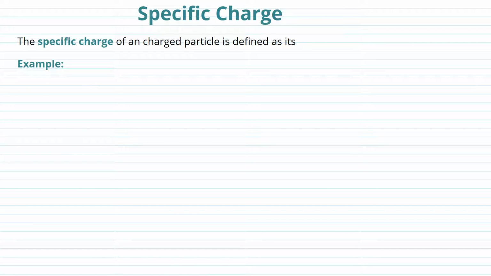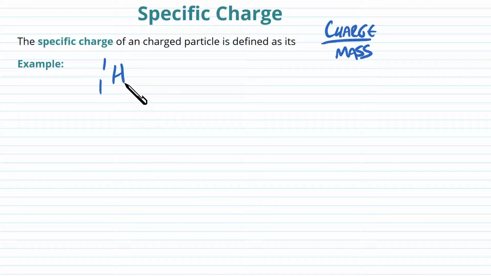Now the specific charge of a charged particle is defined as its charge over its mass. So we take any charged particle, we divide the amount of charge it has by its mass, and that gives us a specific charge. So a charged particle with a lot of charge and not a lot of mass will have a high specific charge. A charged particle with not a lot of charge and a lot of mass will have a low specific charge. An example of this could be a hydrogen nucleus.